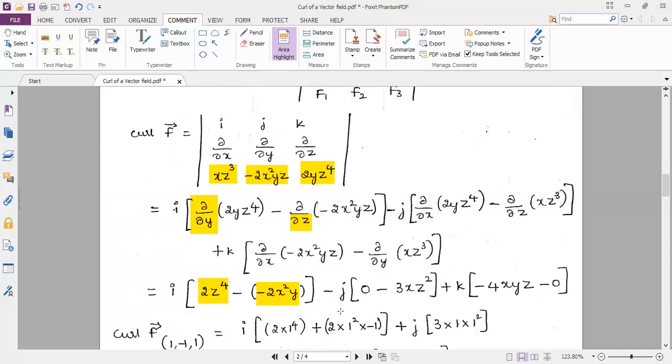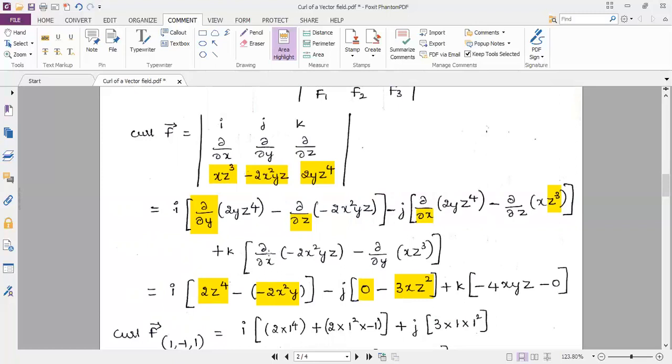Second term, minus j cap as it is. Now partial differentiation with respect to x of 2yz power 4 is 0. Minus with respect to z, x is a constant. Differentiation of z cube is 3z square. So we get 3xz square.